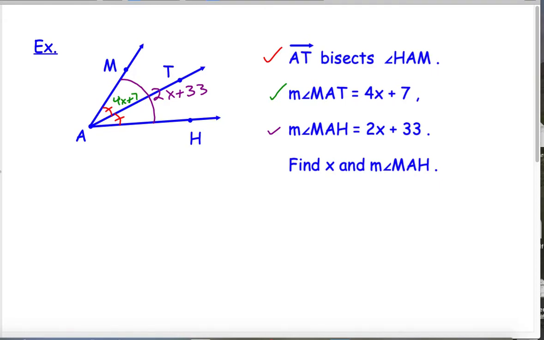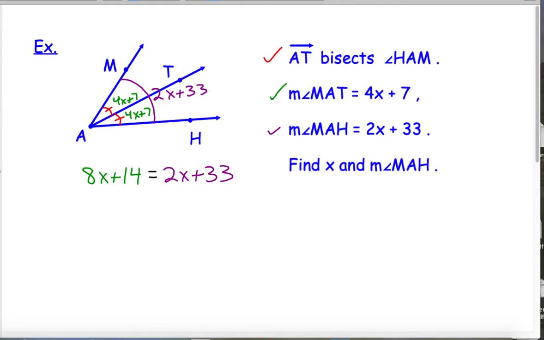All right, so I'm not going to set these equal because obviously from the picture they're not equal. The one I marked in green is only half of the purple one, the whole thing. So there's a couple ways you can approach this. You know the two smaller ones are equal, so you could call this one 4x plus 7 as well. And now if I add those two green ones together, I'm going to get 8x plus 14. That should equal the whole thing, which I wrote in purple, as 2x plus 33.